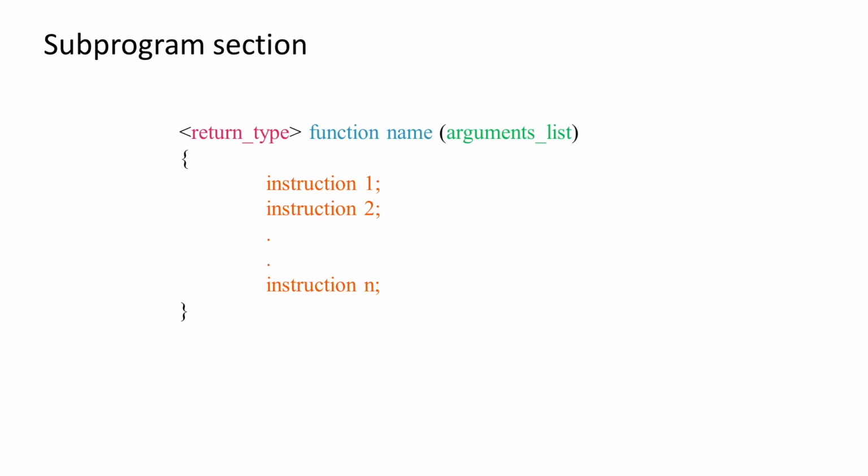Next section is Subprogram. Subprograms are also known as functions. The subprogram section of a C program contains user-defined functions. Functions are a set of statements that perform a specific task. They are used to break down a large program into smaller, more manageable tasks.